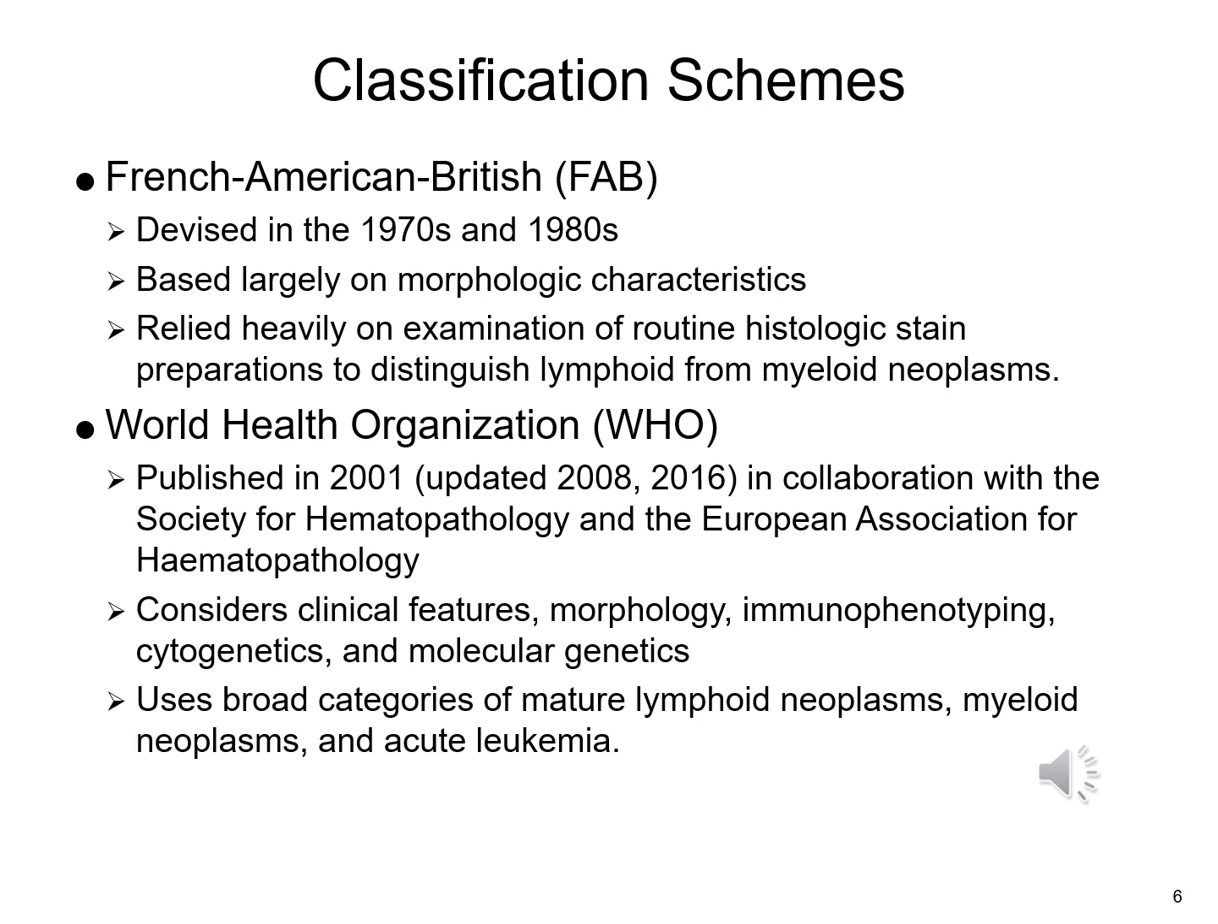It was around 2001 when the WHO, World Health Organization, collaborated with the Society for Hematopathology and European Association for Hematopathology. And what they did is come up with the WHO classification system to classify some of these neoplasms. What this does is consider the clinical features, the morphology, immunophenotyping, cytogenetics, and molecular genetics to classify these various malignancies. And so it uses a broader category of mature lymphoid neoplasms, myeloid neoplasms, and acute leukemia to help expand on each of those a little better and provide better diagnoses for these particular malignancies.